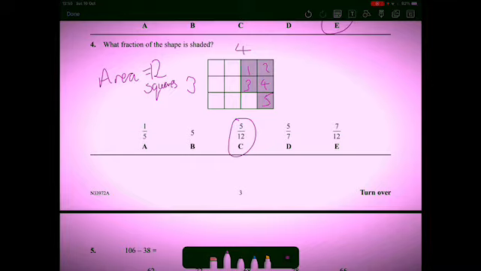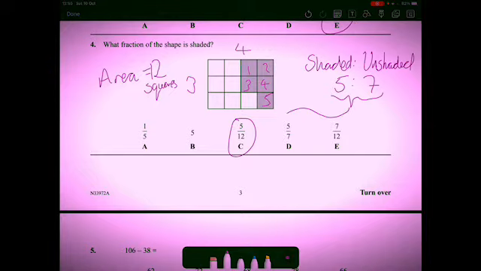Incidentally, if you wanted to write that as a ratio, then you would write it as shaded to unshaded would be 5 to 7. The total always being the same as the denominator on the fraction.